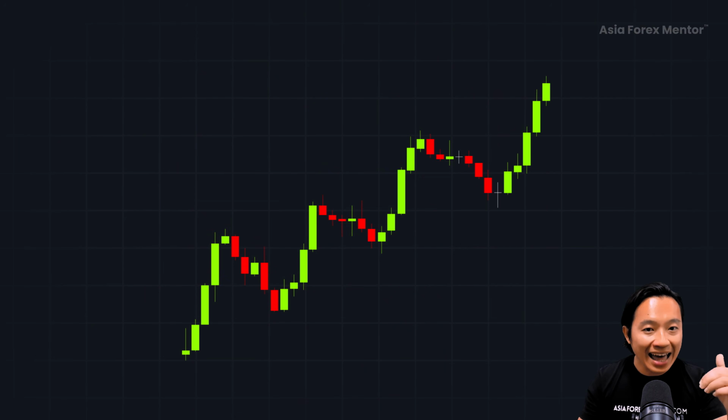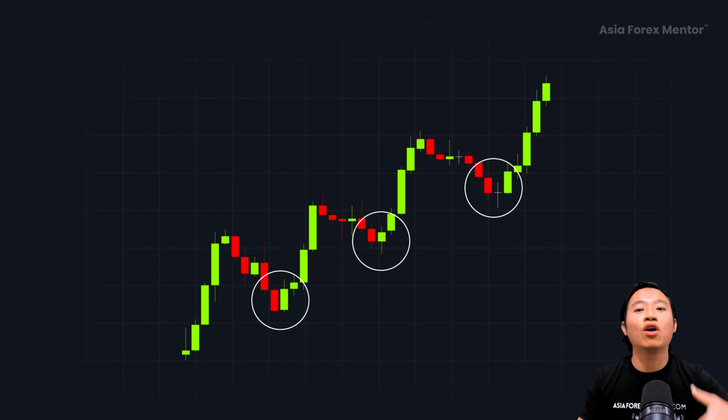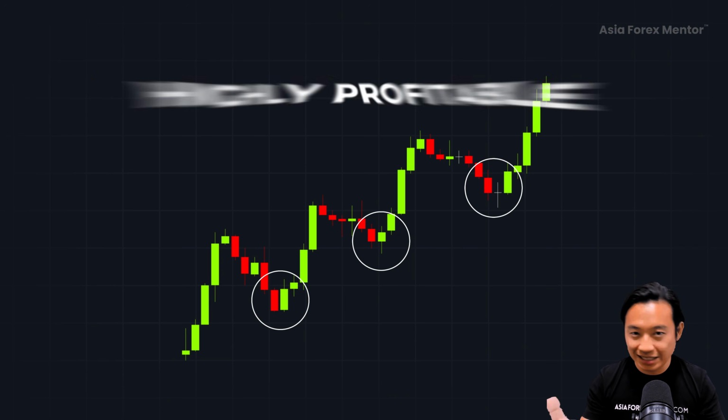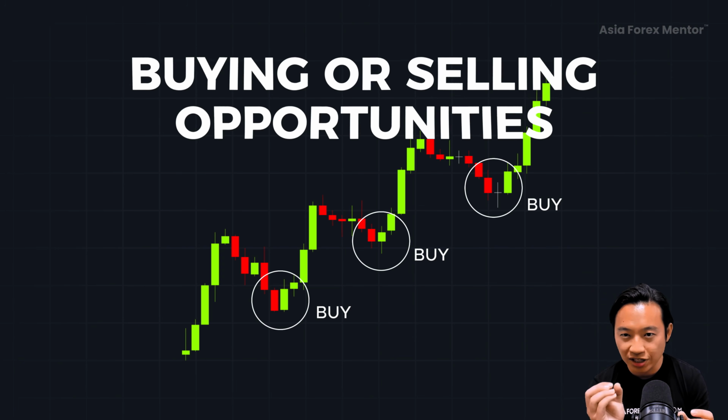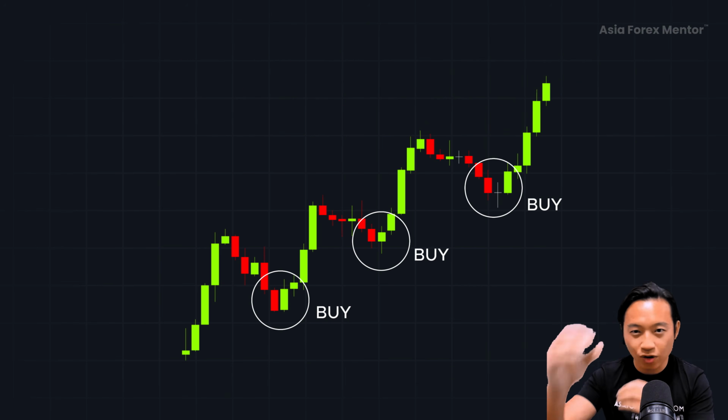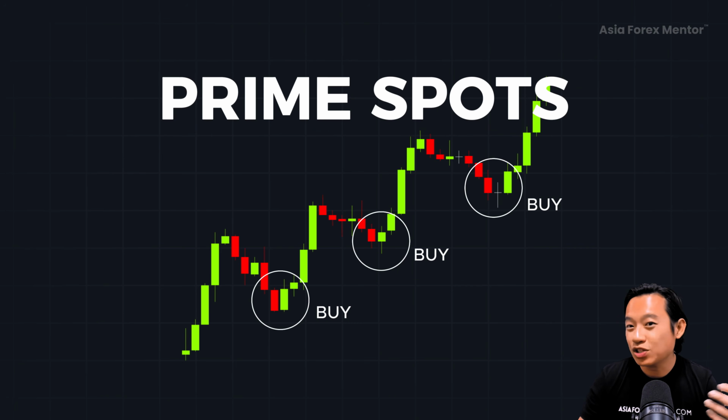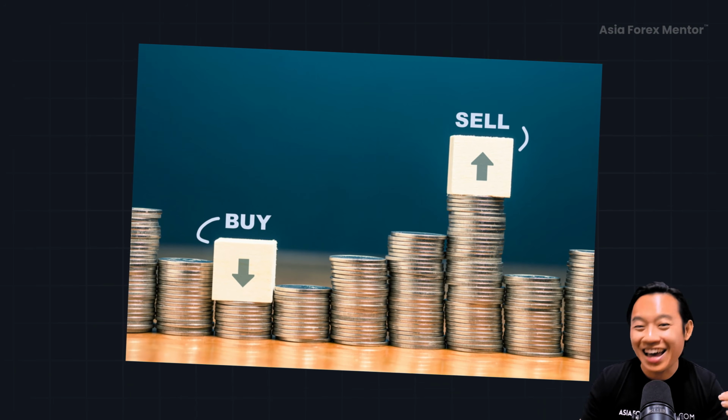So identifying the end of the pullback and the start of an impulsive move can be highly profitable. This is kind of like buying low. This will allow you to capitalize on buying opportunities or selling opportunities in the market at all these prime spots, which is what we talk about, right? Buying low and selling high.